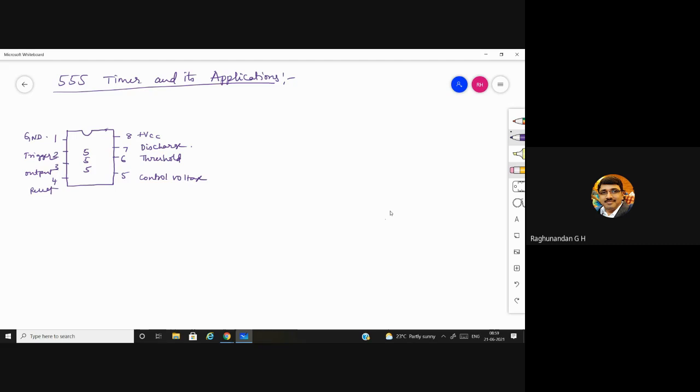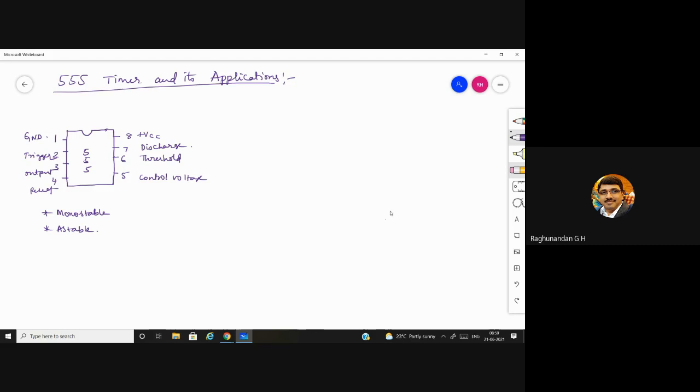So it has two operating modes. One is known as the monostable mode, and the other one is astable mode. Monostable means one state will be stable. Astable means none of the states will be stable. It will be continuously changing. So whenever we talk about a complete cycle, if at least one state is stable, then it is known as monostable. If none of the states are stable, we call it an astable multivibrator.